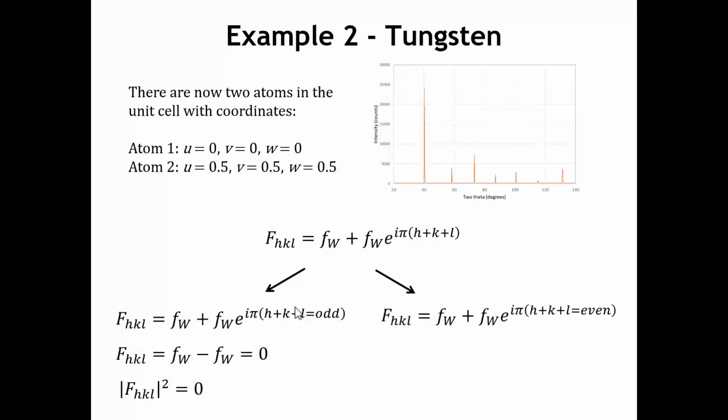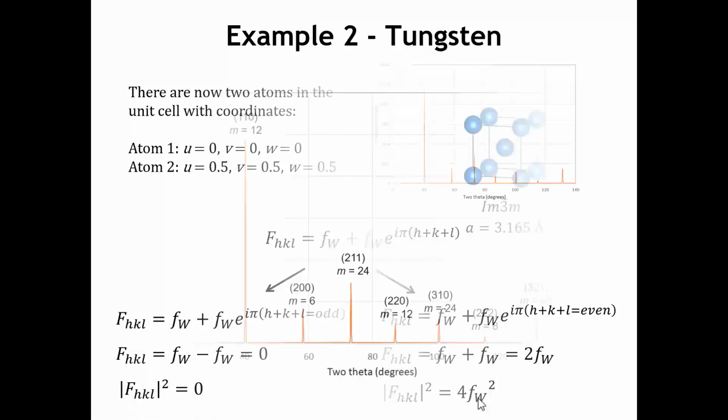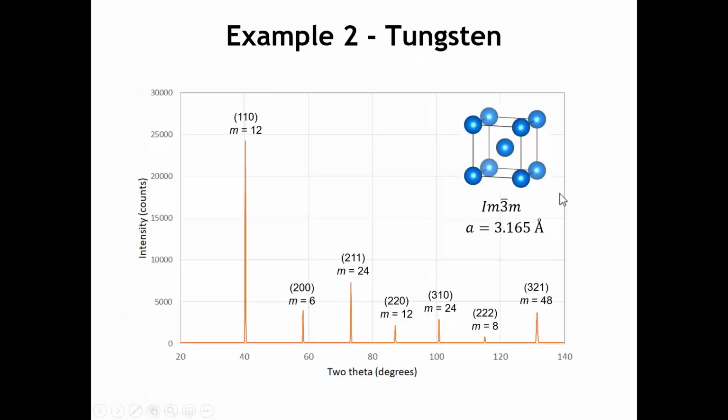The other kind of peaks are those where the sum of those three numbers is an even number, and in that case, the exponential just gives us a 1, and F_hkl reduces to 2 times the form factor of tungsten. And the square of that is then just 4 times the form factor of tungsten.